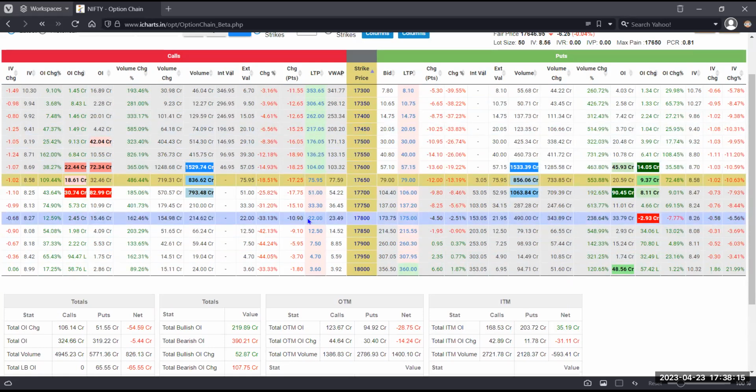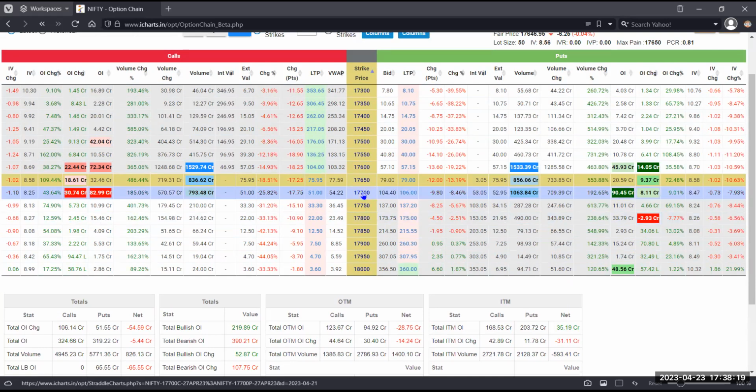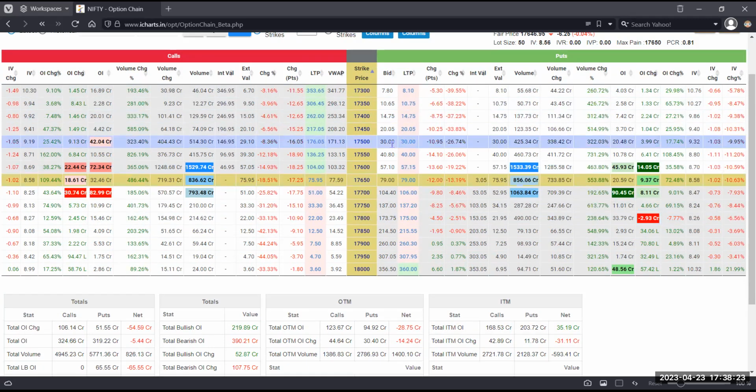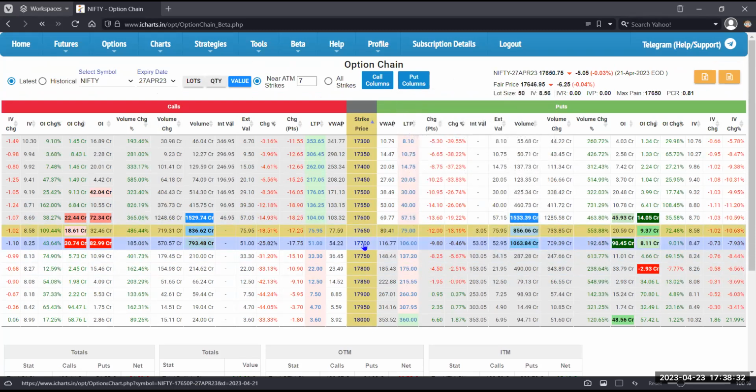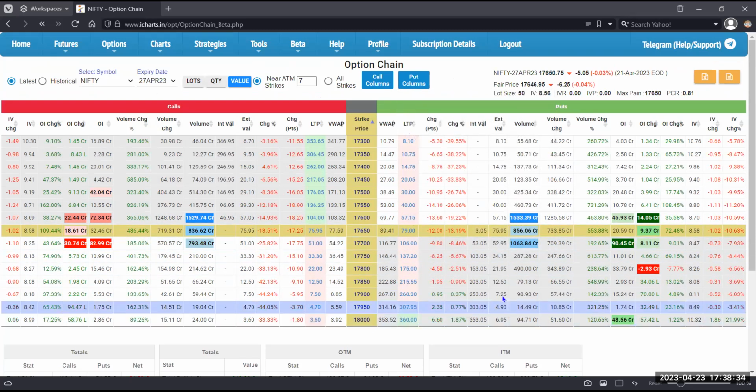For the 17,700 put, if LTP is higher, then it should be green. Sorry, VWAP is not there over here. VWAP is not there on the 1 minute, I think. Let me, the bid should be there. Yeah, now VWAP is there. Now it is okay. Below VWAP.